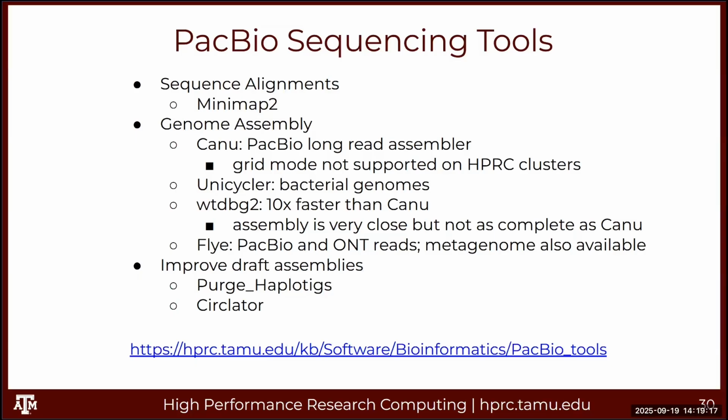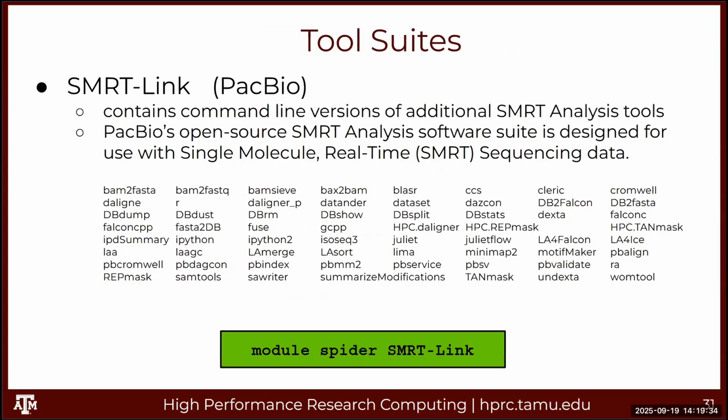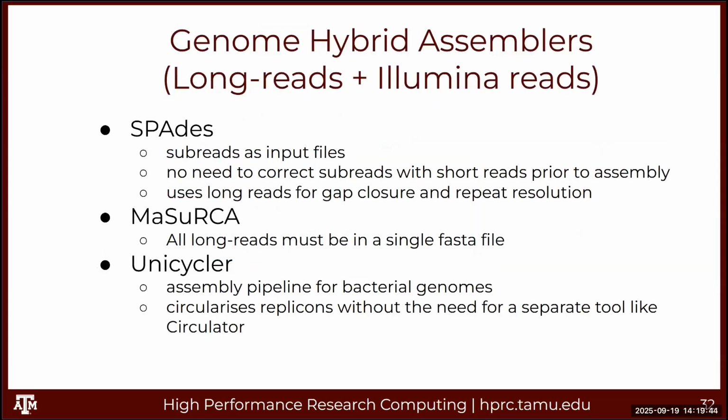Here's some other tools that a lot of users are using. Minimap2, this is for PacBio sequencing. Canu, Unicycler, and WTDBG2 for assembly. Flye is also still being used. Improved draft assemblies, there's a couple of tools we have. If they're not installed now, we can reinstall them. There's also a tool suite for PacBio called SMRT Link. There's a lot of utilities that are developed by PacBio or for PacBio. Hybrid assembly means you're taking these long reads and the Illumina short reads and you're creating an assembly. SPAdes, MaSuRCA, and Unicycler can do that.